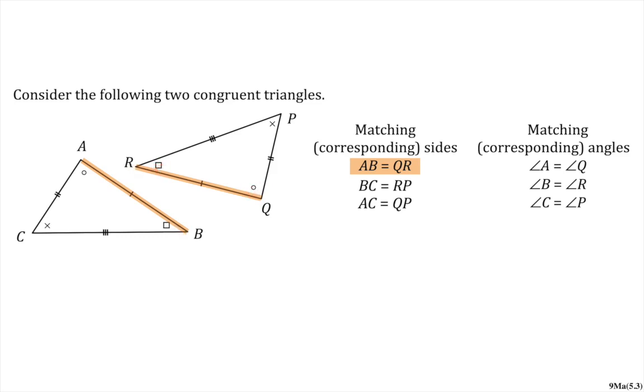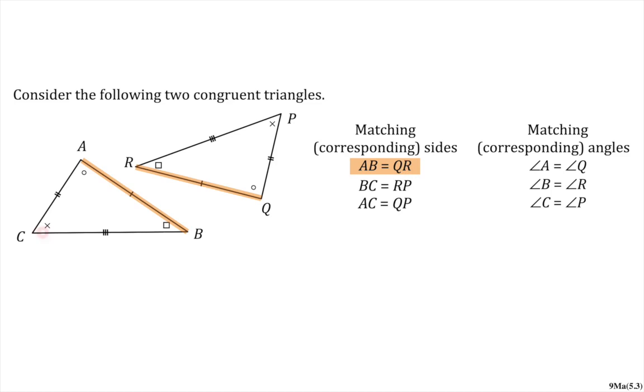So I need to start and finish next to an angle that matches with itself. So that angle matches with that angle. So I need to start with the A on one of them and the Q on the other. I could have gone BA equals RQ. That's okay. So there is one pair of matching or corresponding sides.